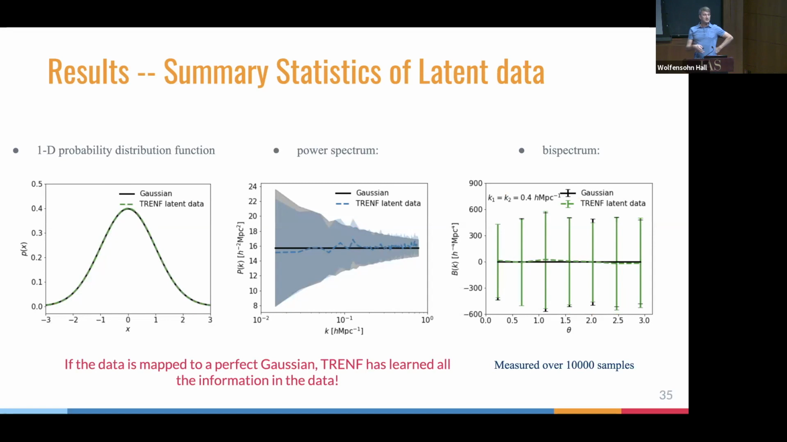We can also look at these statistics in the inverted space. What we are claiming is that we have mapped the data into a Gaussian, so we have achieved a perfect transformation, and we have learned all the information there is in the data. Here is the one-point distribution in the Gaussian space. It looks perfectly Gaussian. Here is the power spectrum. It looks perfectly white. And here's the three-point function, and there's nothing there yet. So by these statistics, there's nothing. It looks like we have achieved a perfect mapping.